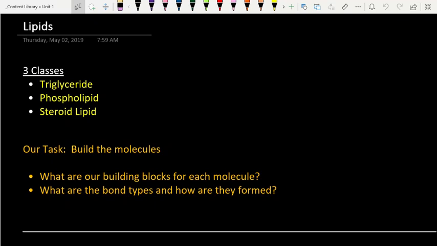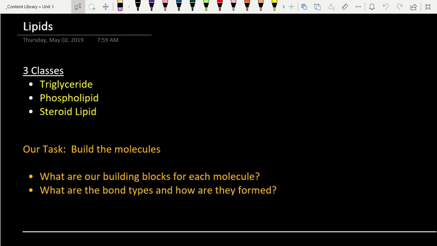Today's topic is on lipids. We continue to apply what we learned about chemistry to build these macromolecules. We've talked about carbohydrates. We're going to talk about proteins. Today, the focus is on lipids. And what we have here listed are the three classes that we're going to discuss.